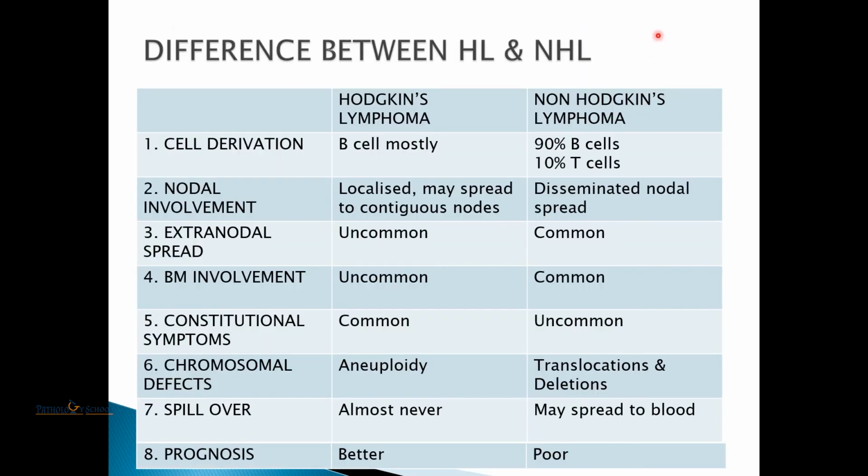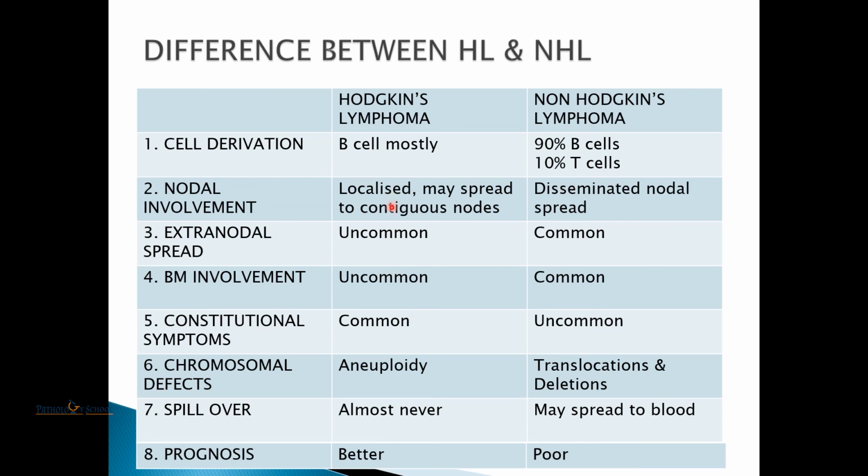Now the difference between Hodgkin's and non-Hodgkin's lymphoma. Hodgkin lymphoma is mainly derived from B cells, and non-Hodgkin lymphoma is 90% of the time derived from B cells and 10% from T cells. Nodal involvement is localized in Hodgkin lymphoma. It can spread to the contiguous nodes, and in non-Hodgkin lymphoma it is disseminated.